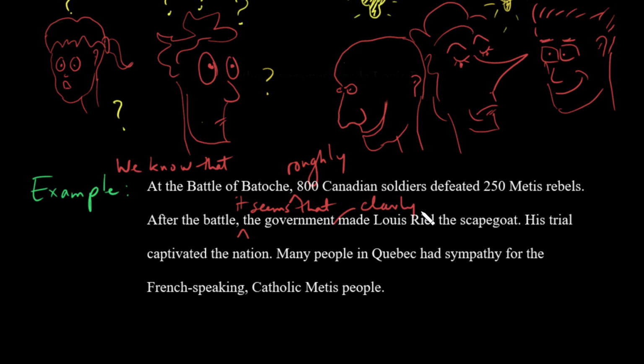And in the last one, we have many people in Quebec had sympathy for the French-speaking Catholic Métis people. If you want to hedge again, you could say they had sympathy for the mostly French-speaking Catholic Métis people. Not every Métis person necessarily was Catholic or French-speaking. If you want to be more confident, you could say, in fact, many people in Quebec, and so on. Right? As you can see then, whenever you write something, you constantly have to make these kinds of editorial choices in terms of the tone that you want to strike.